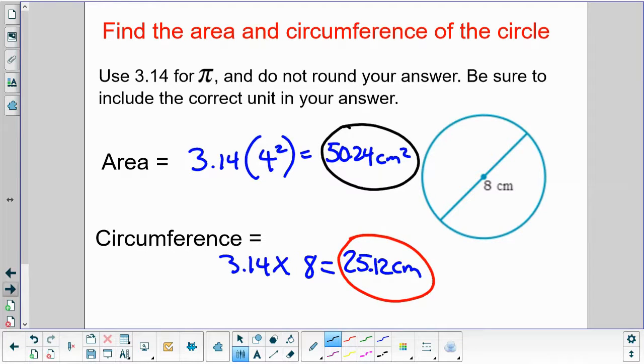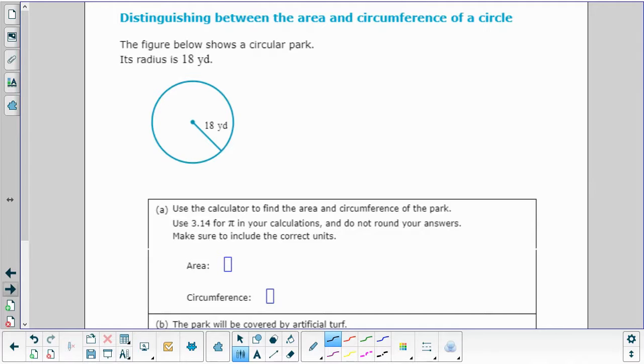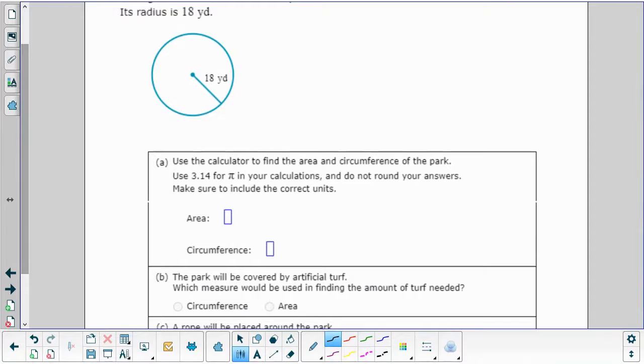Okay, so that's how you find area and circumference. So now what might it look like in Alex? Well, on an Alex problem, you could have something that looks like this. The figure below shows a circular park. Its radius is 18 yards. Use a calculator to find the area and circumference of the park. And then it says to use 3.14 for pi and not to round your answers. So the first one's going to be 3.14 times 18 squared. The second one's going to be 3.14 times 36, which is 18 times 2 to get our diameter.